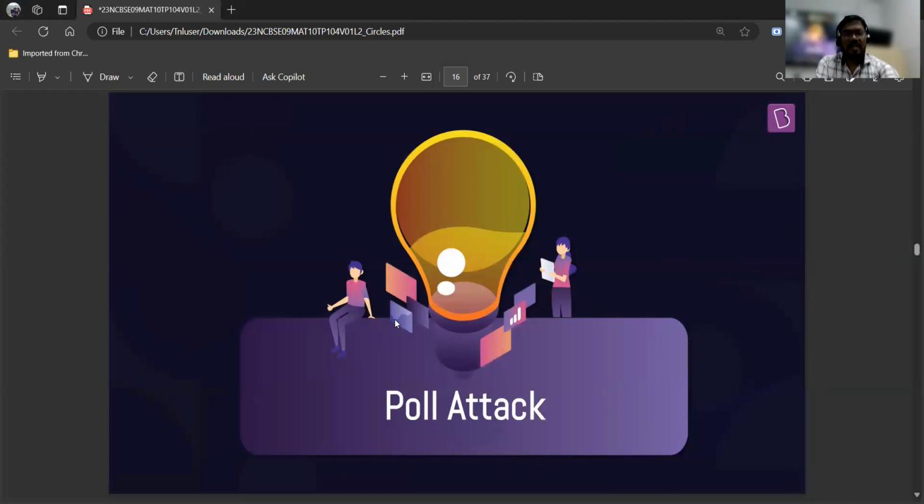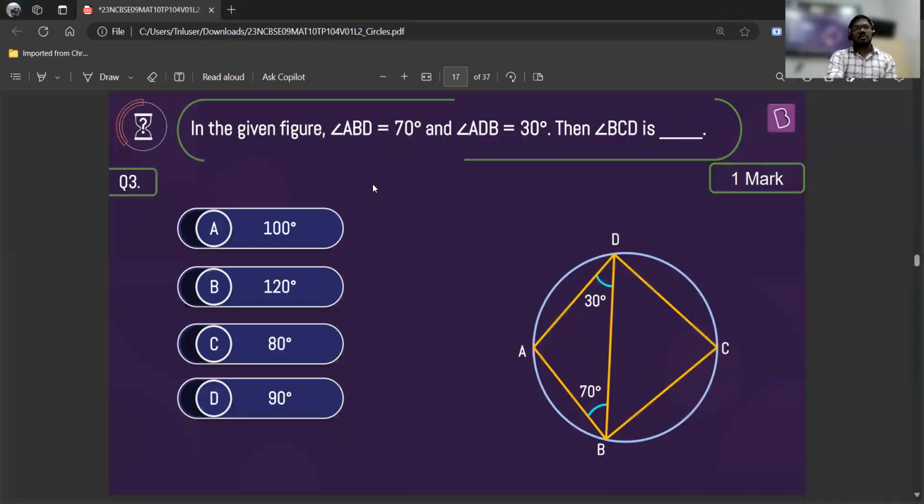Now it's time for the poll question. Get ready for the poll question, everyone. The first question on your screen. In the given figure, angle ABD is equal to 70 and angle ADB is 30. We have to find angle BCD. So how to solve this question? Anybody?